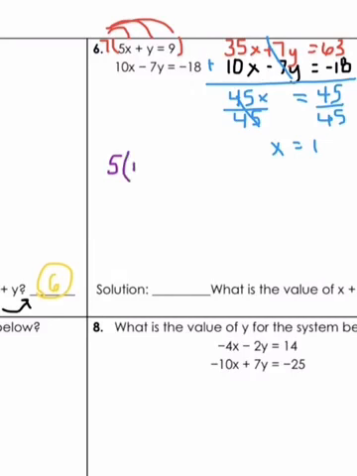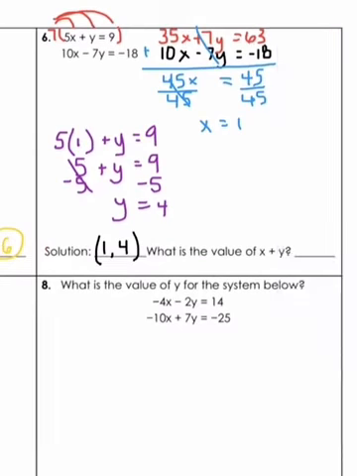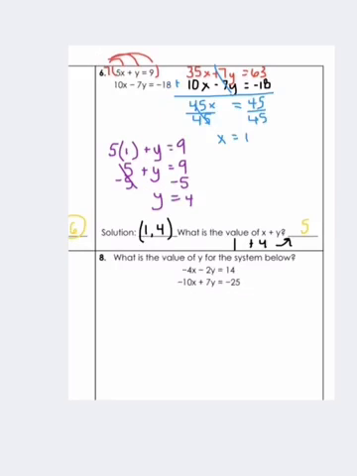Stick with the top one so it's consistent, even though you know the bottom one works. So 5x, so 5 times 1, plus y equals 9, minus 5 on both sides. So the y value is 4. And we're going to get the solution for xy, so 1, 4. And then we need to find the value of x plus y, so we're just going to do 1 plus 4, which gives us the answer of 5.